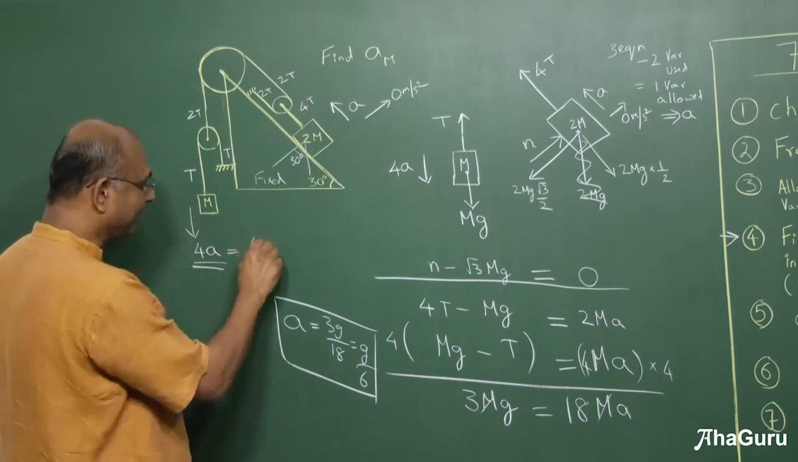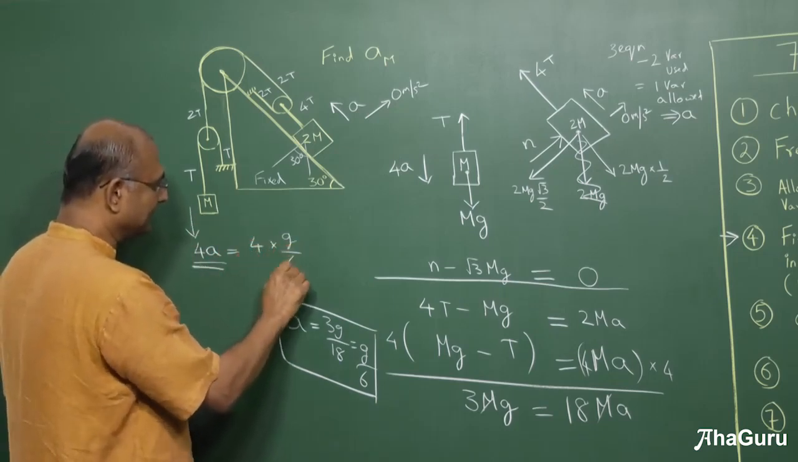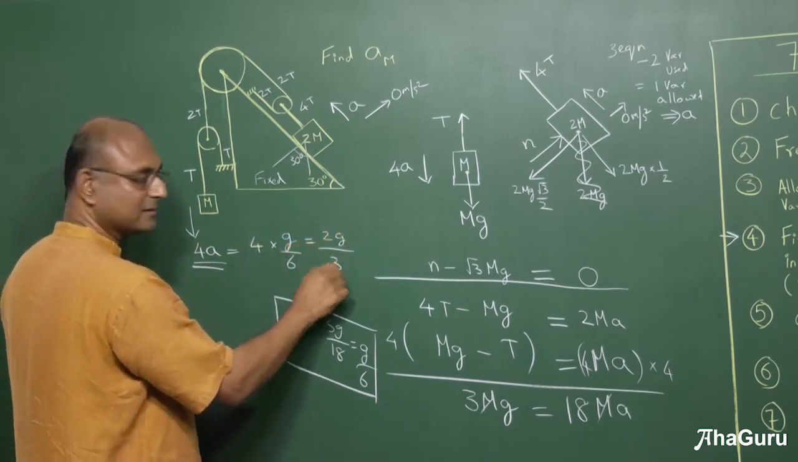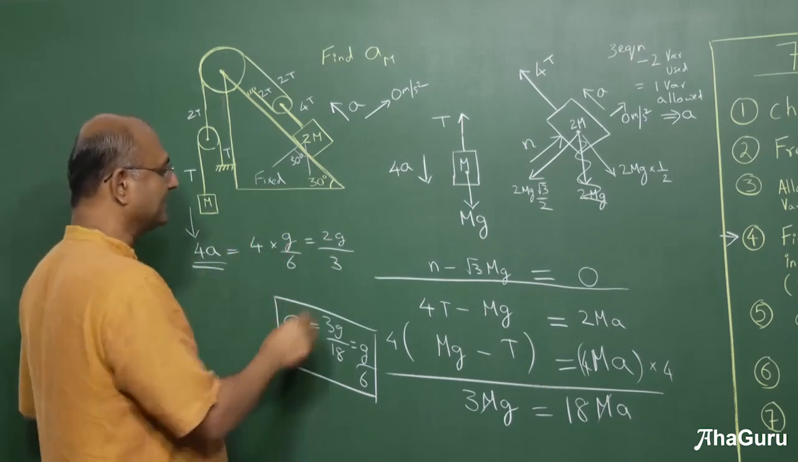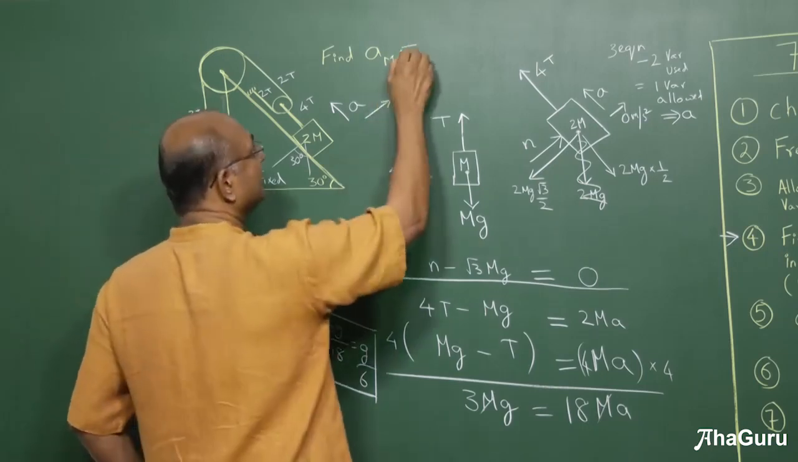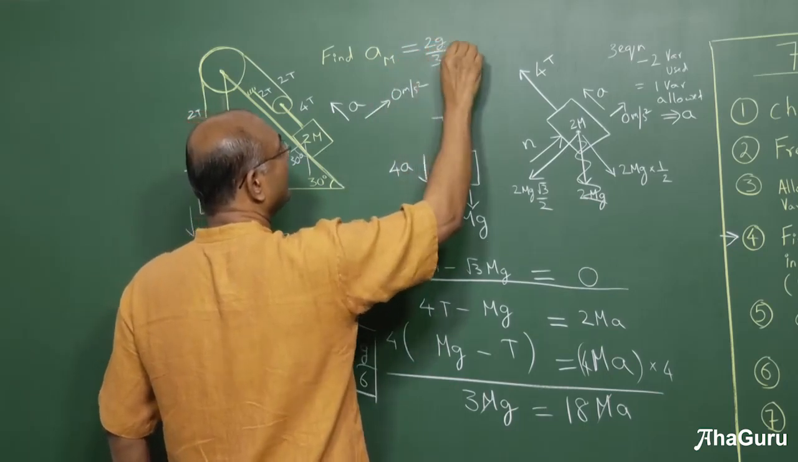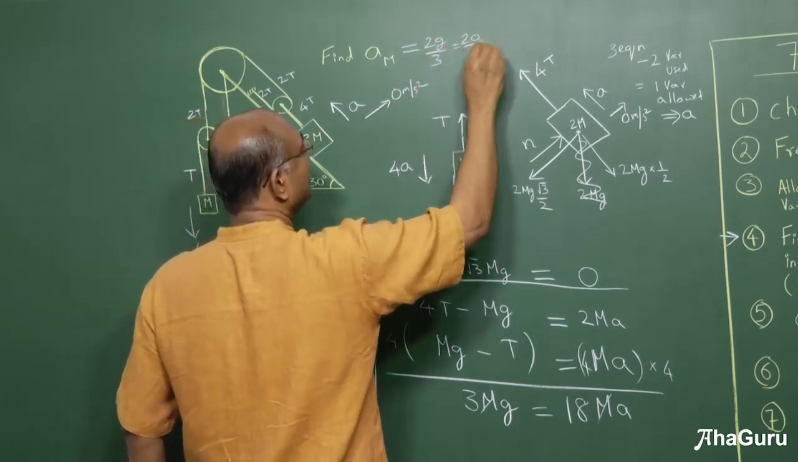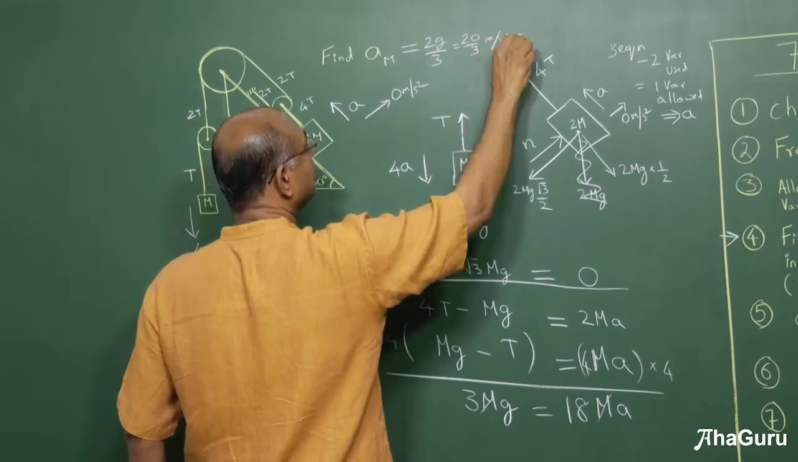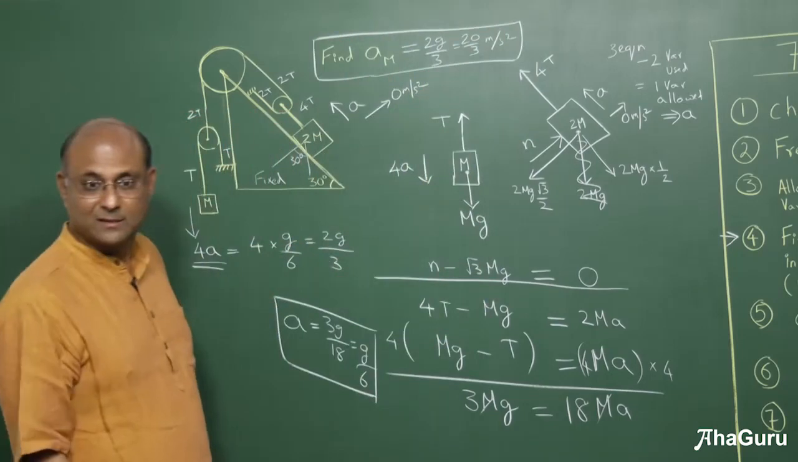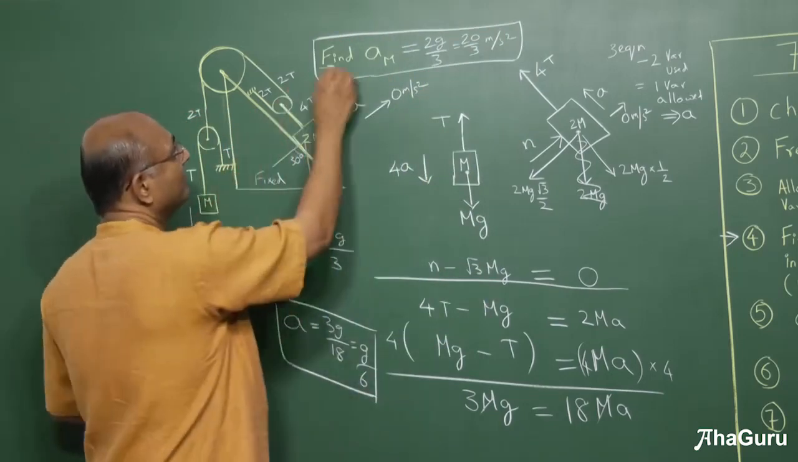So it is 4 times g by 6. And so this is 2g by 3. If I take g as 10, acceleration of m turns out to be 2g by 3 or 20 by 3 meters per second square. Always remember that you must find whatever was asked.